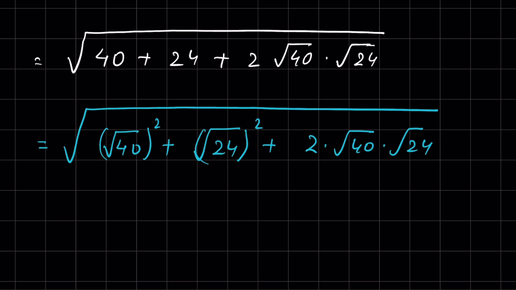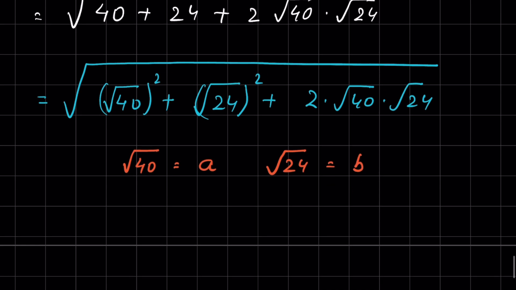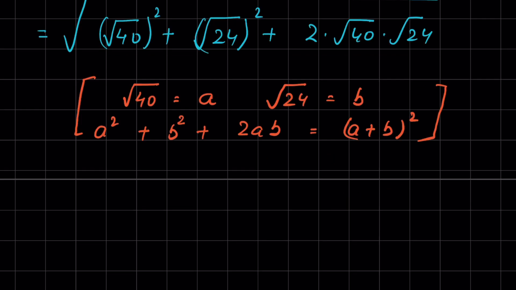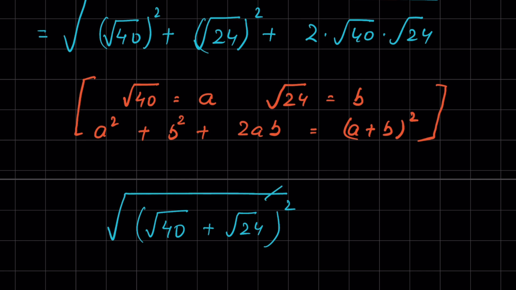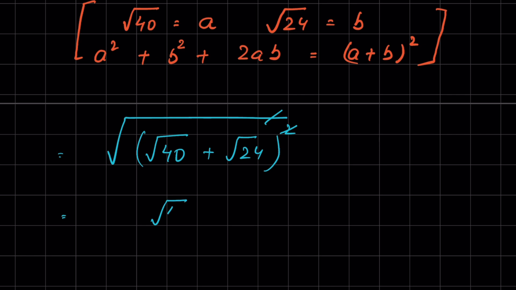Now if you consider square root of 40 as a and square root of 24 as b, then this is in the form of a square plus b square plus 2ab, and this is an algebraic identity. This we can write as a plus b whole square. So we can write square root of 40 plus square root of 24, whole square, under square root. Now remove the square root with this square. So we have square root of 40 plus square root of 24.